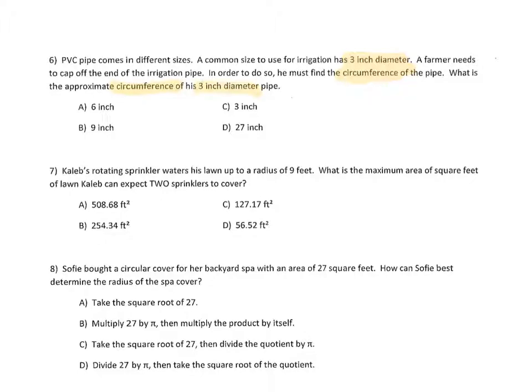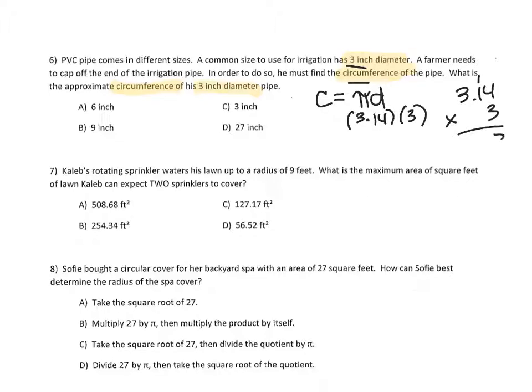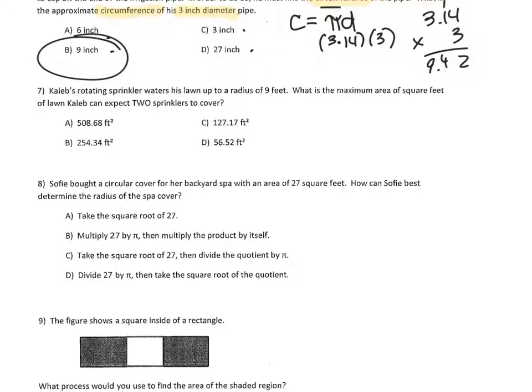So again, keywords, circumference, we know diameter. So if you look at your reference sheet, there's 2 circumference formulas. Since we're given the diameter, we'll use this one. So pi times d. 3.14 times 3. So 3.14 times our diameter 3, and we get 9.42. All of these are rounded to the nearest whole number, so 9 is going to be the closest one.